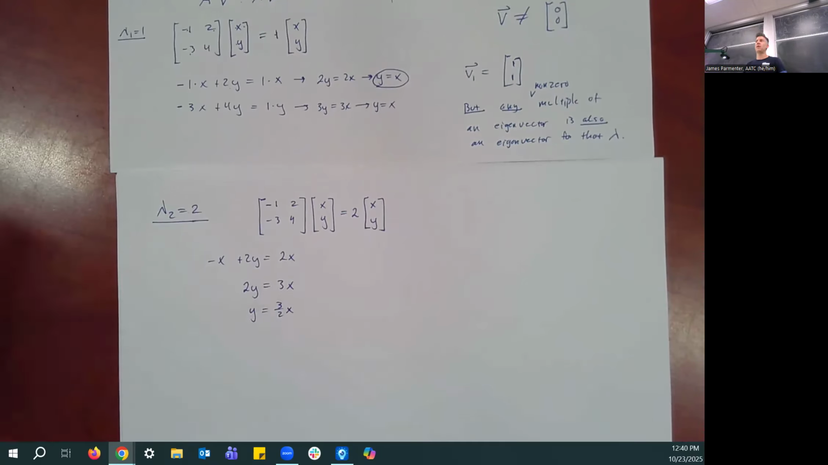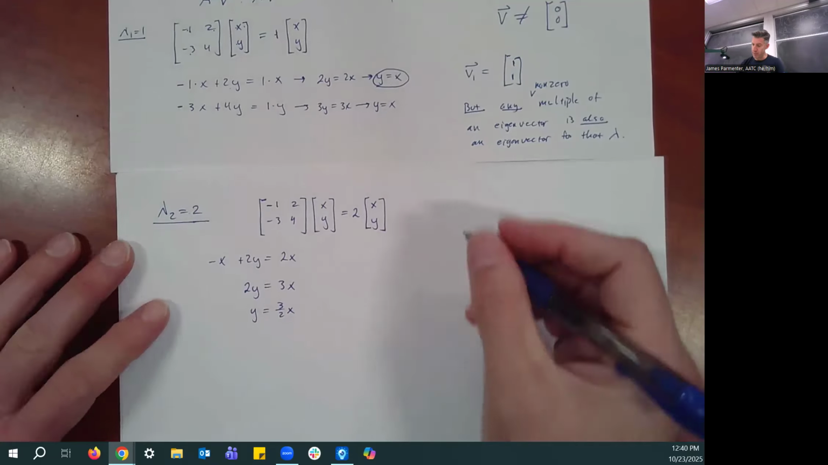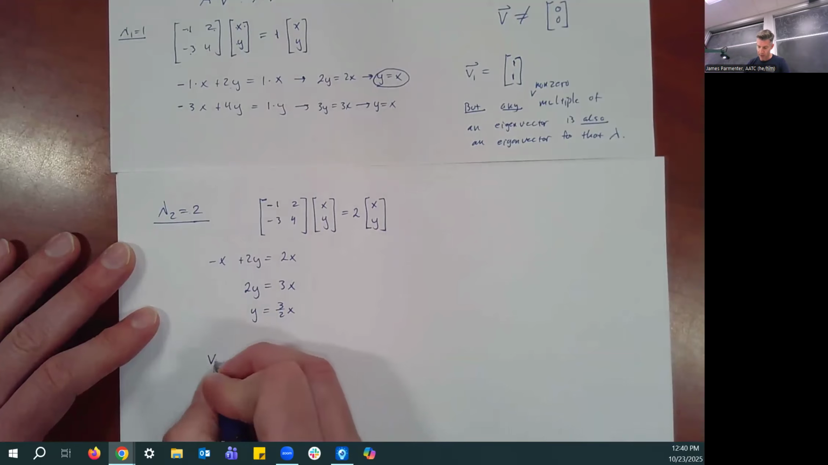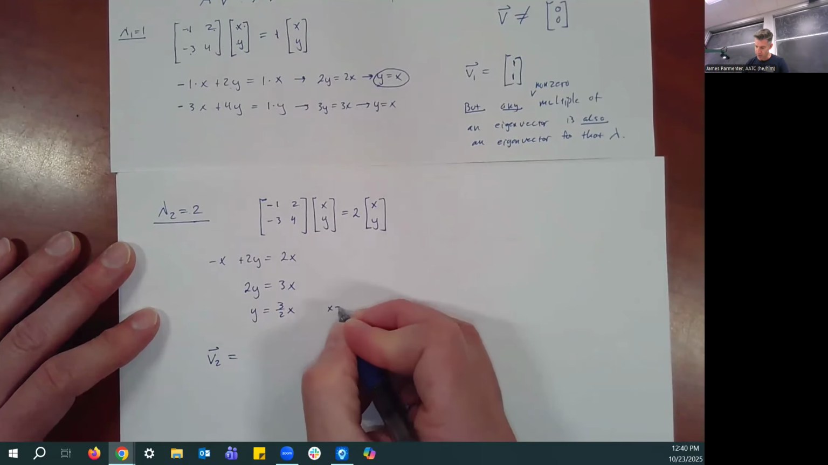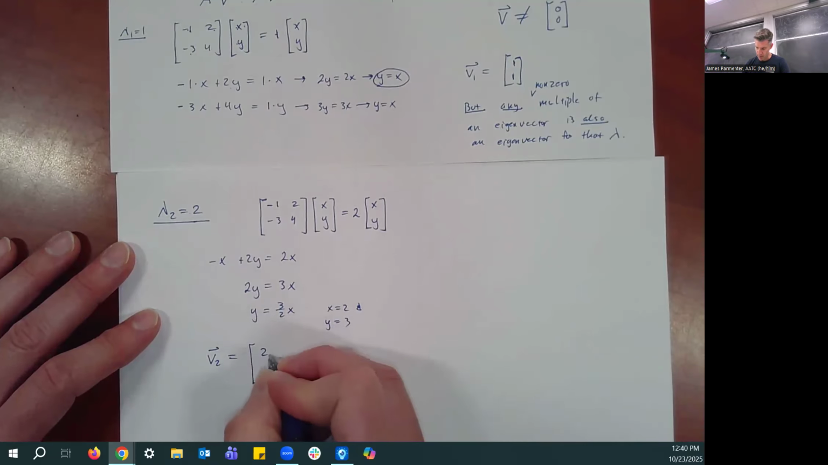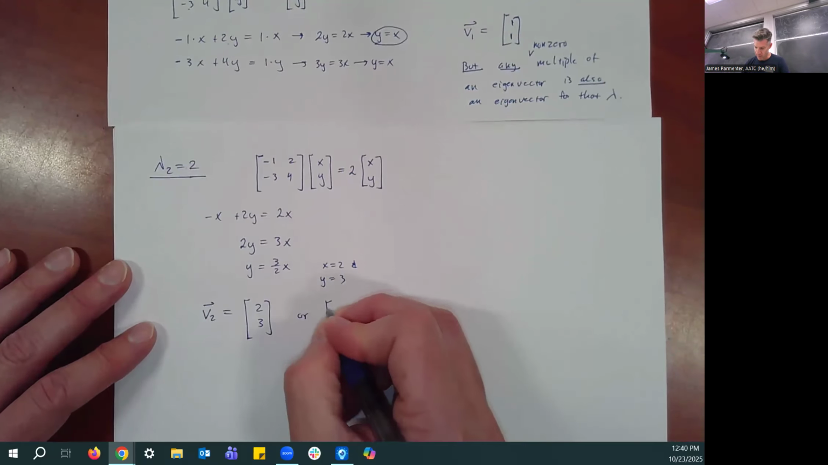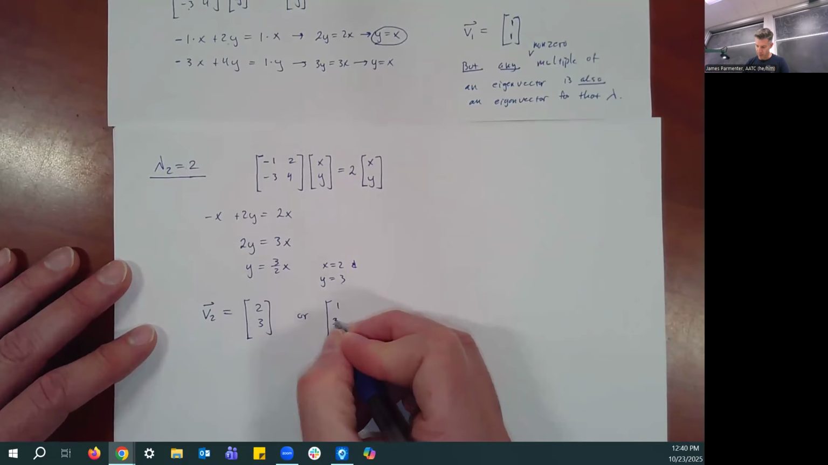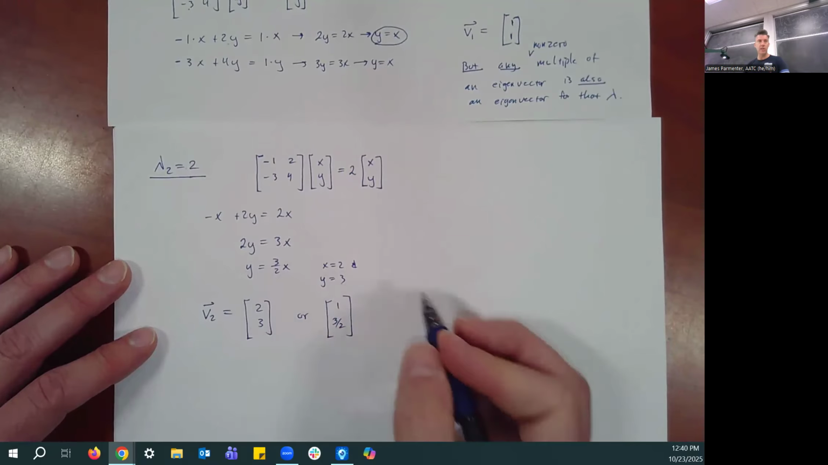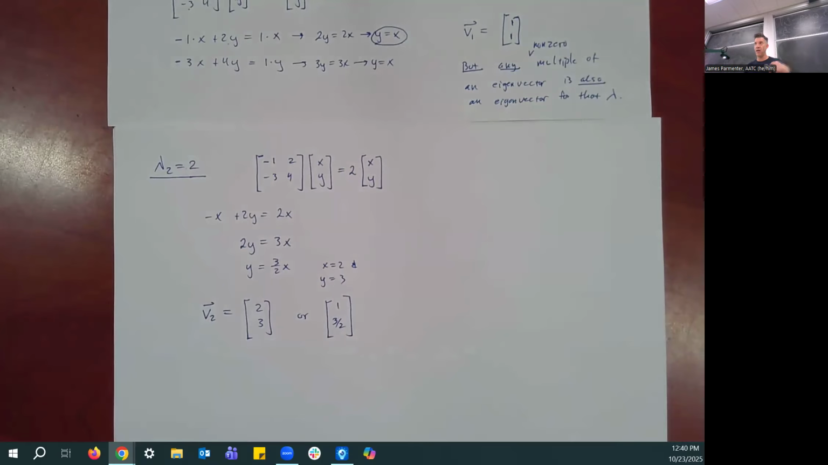What do you think might be the nicest possible choice I can make for x here? It's going to make it so I don't get fractions. Right, I'm going to make x equal to 2. So one potential choice for my eigenvector here is x equal to 2, and then y will have to be 3. But some people like to say that x is 1. So another possible choice would be if x is 1, then y is going to be 3 over 2. Some people are just very much into always picking x equal to 1 if they can, and then y being whatever it is. Both choices are correct.